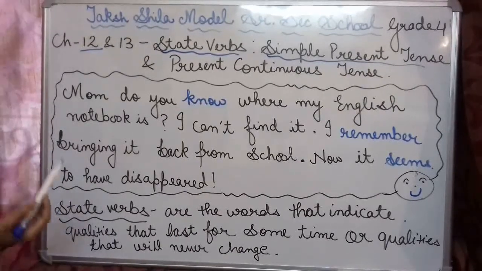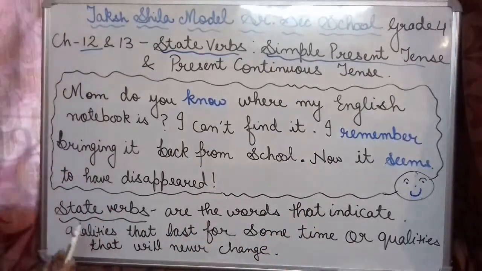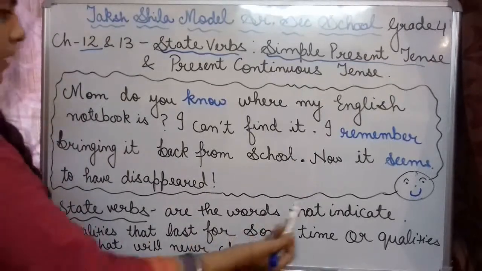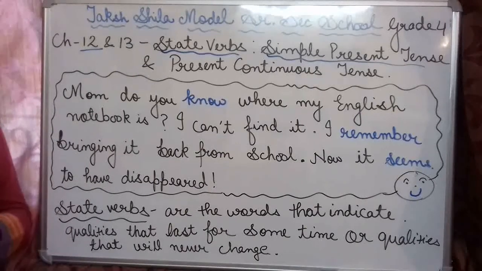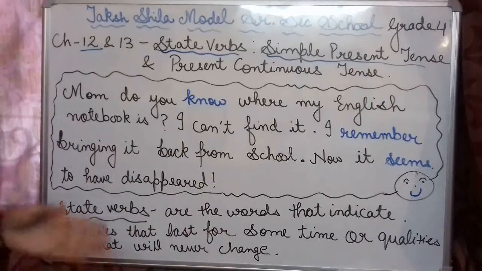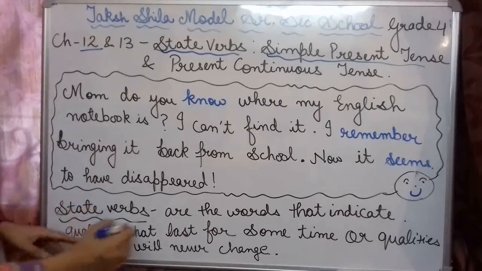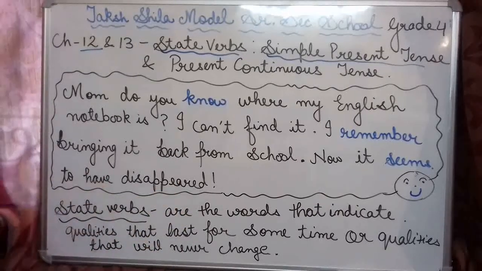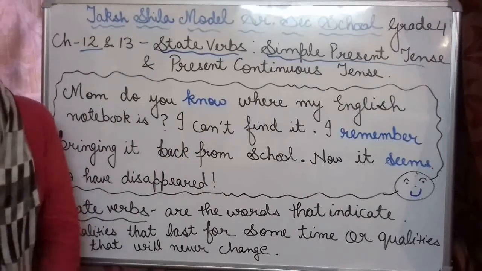Now come to the definition. State verbs are the words that indicate qualities that last for some time or qualities that will never change. So these words show the qualities that last for some time, that continue, or qualities that will never change. Remember, seems. These verbs do not show the action, right?